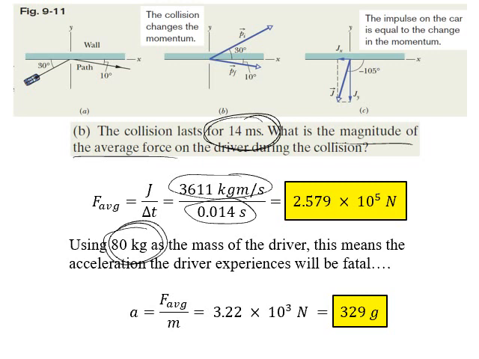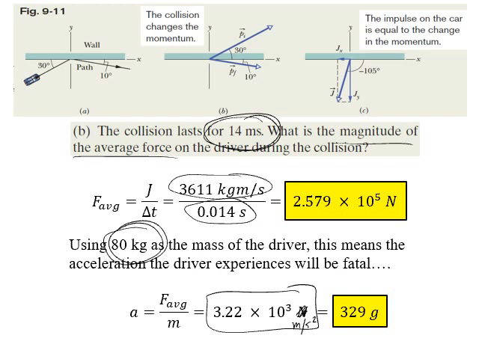Okay, if we assume a fairly average sized person, 80 kilograms as the mass of the driver, that means the acceleration on the driver in this case would be about 3.22 times 10 to the third. We divide that by their mass. I guess that would be in meters per second squared there. I'm not sure why that says newtons.